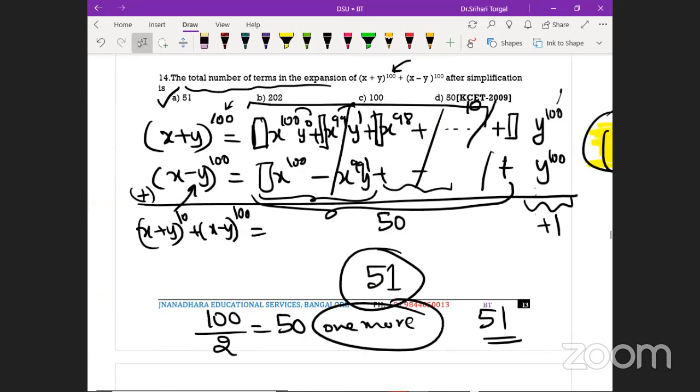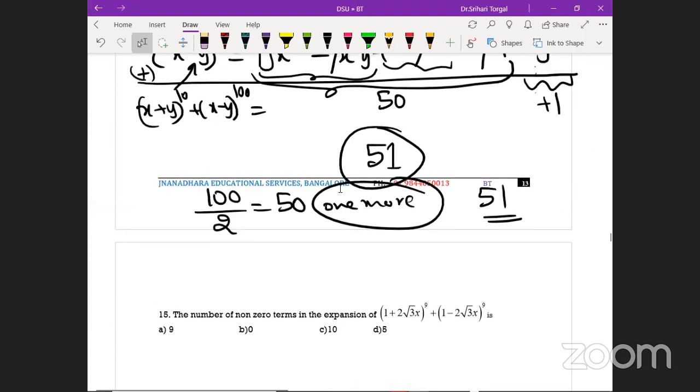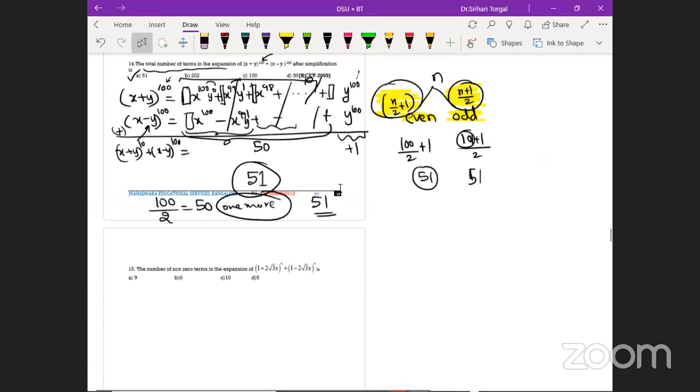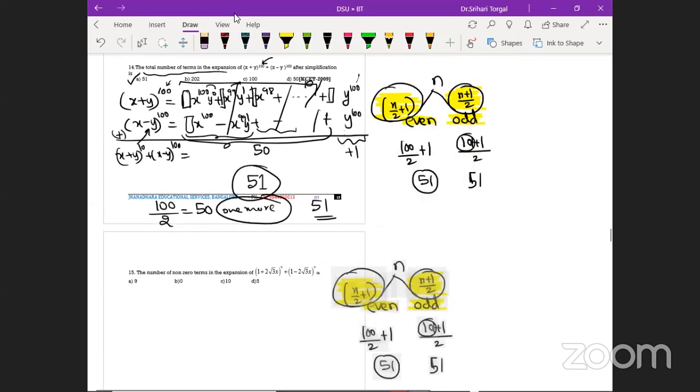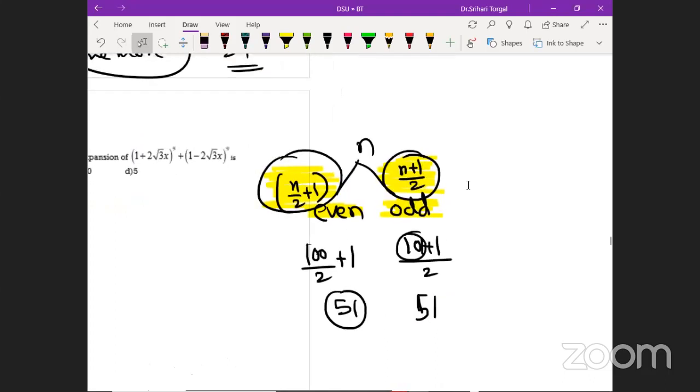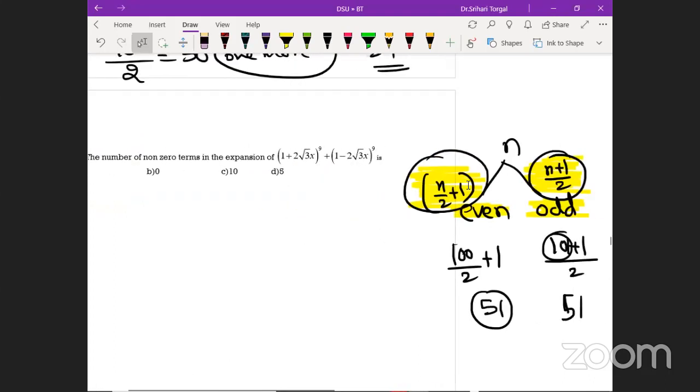Let me attend some other problems which appeared in the examination. Please answer this. Question number 15. Power is odd. 9 plus 1 divided by 2. That's it.